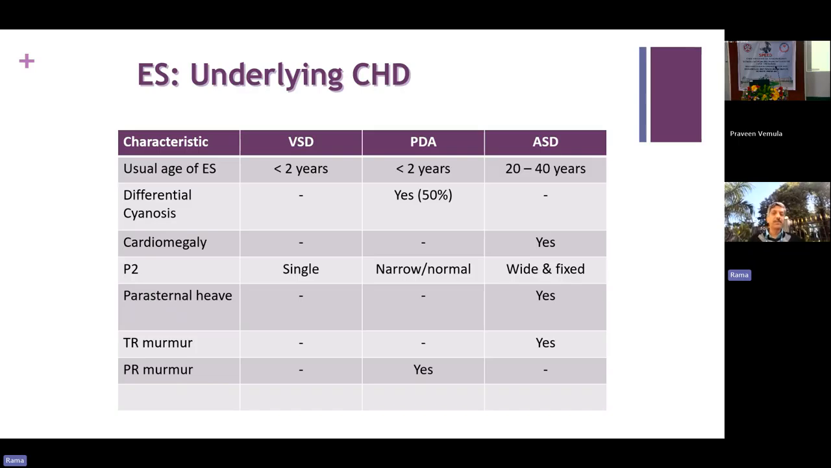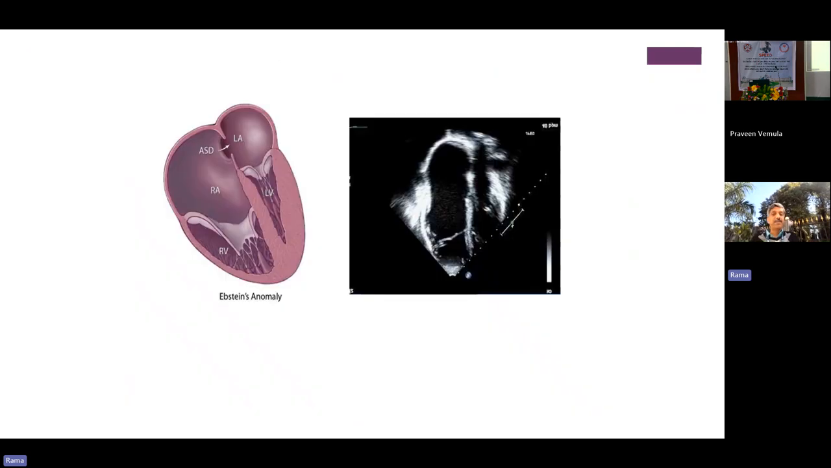Differential cyanosis is found in 50% of PDAs. Cardiomegaly is a feature of ASD, not a feature of VSD and PDA. T2 is generally single in VSD, narrow or normal in PDA. It's variable generally. Or ASD is generally wide and fixed. Parasternal heave is found only in ASD. TR murmur is classical of ASD and PR murmur is classical for VSD, PDA. So PDA PH is classical for PR.